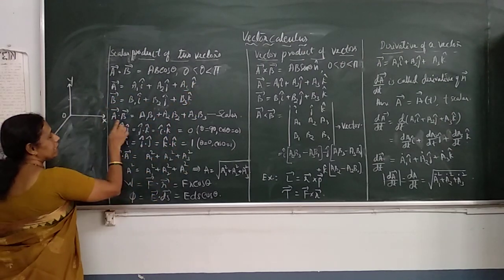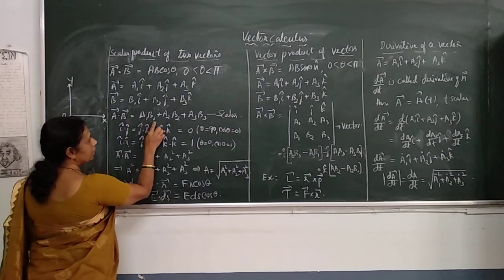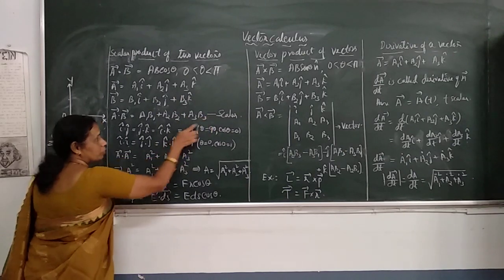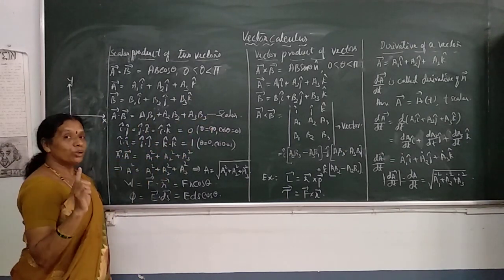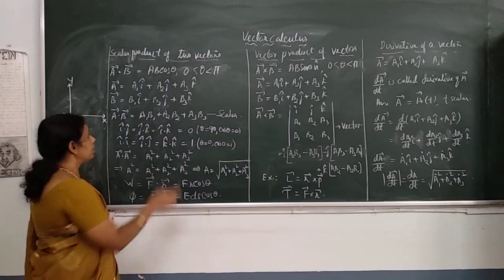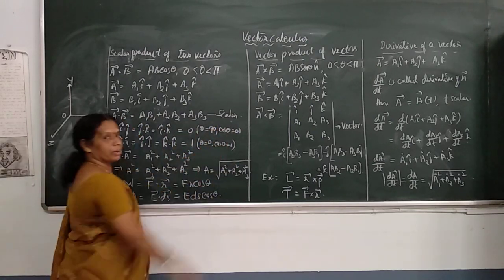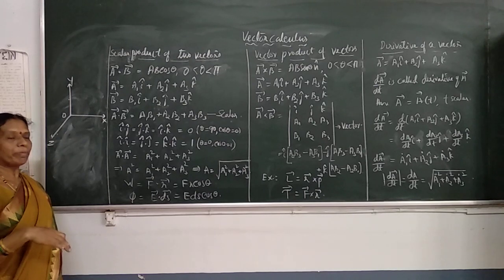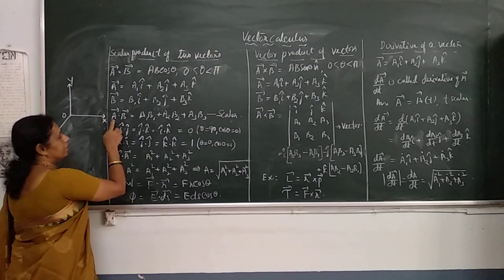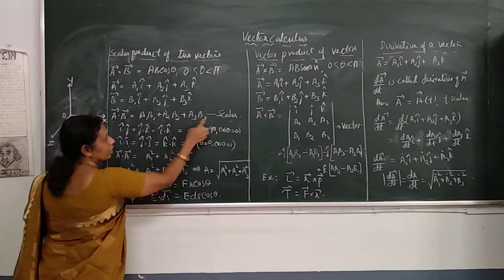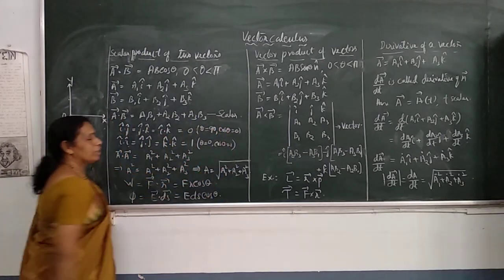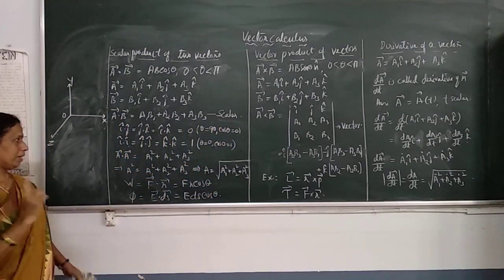So we get the dot product as a1 b1 plus a2 b2 plus a3 b3, and this expression does not contain any unit vector, indicating that this product is a scalar. This is how the dot product of two vectors in terms of the components is obtained. A vector dot b vector is given by this, no unit vectors in the expression, so it is a scalar. Dot product is always a scalar.